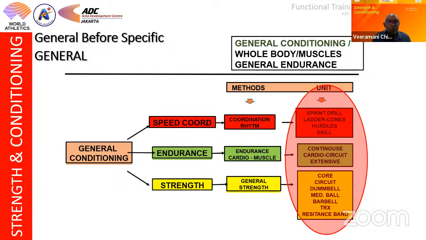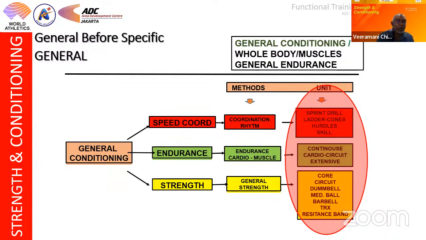Some of the units and methods we will use in our training are some of these drills here in terms of sprint drills. We use ladder, cone runs, and even hurdles. All this will help us with our coordination. Continuous activities, cardiovascular and extensive tempo runs help to develop the endurance aspect. And finally, we talk about core circuits, dumbbell circuits, use of medicine ball and barbell exercises. All these are various methods or units you can use in our general strength.